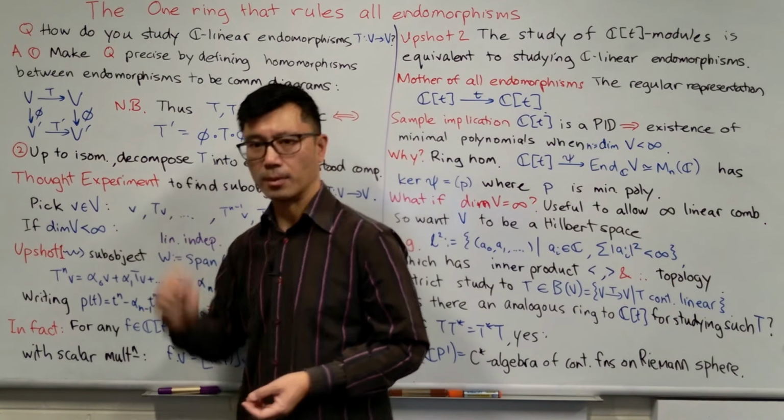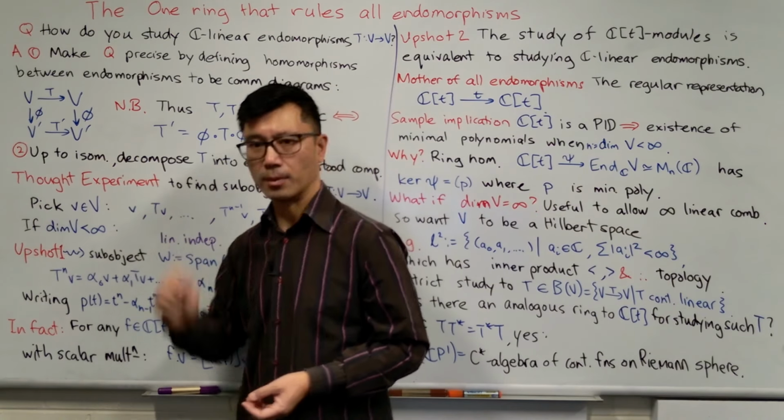So if you look at the span of V, TV, T squared V and so forth, you'll actually get a T invariant subobject. Why is that? Well, the most important thing is to check that this is T invariant. You just have to show that any element in the spanning set, when you apply T to it, is in the span. And for each element in the spanning set, if you apply T to it, you just get the next one in the spanning set. So the spanning set is stable under T, and so is the span.